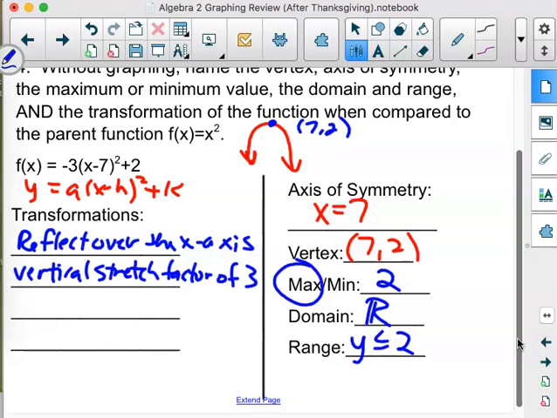Now take a look in the parentheses. Remember that x is the naughty one. So x minus 7 is telling us to do what? Seven to the right. Yes. Translate 7 units to the right. And, because we're not done, what's this plus 2? Yes, up 2 units.